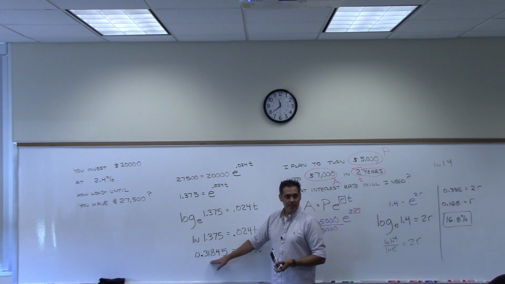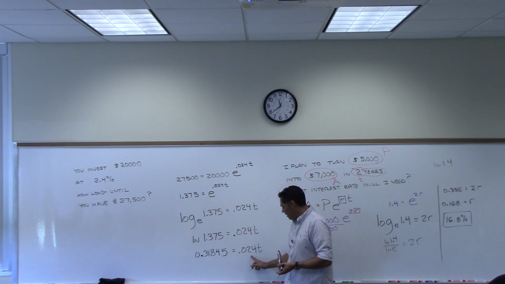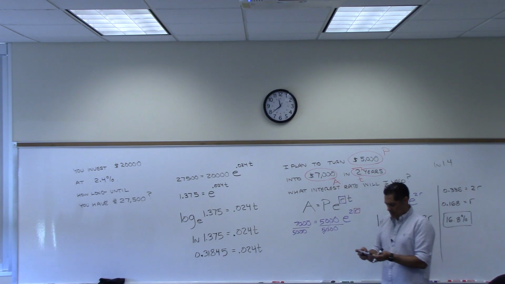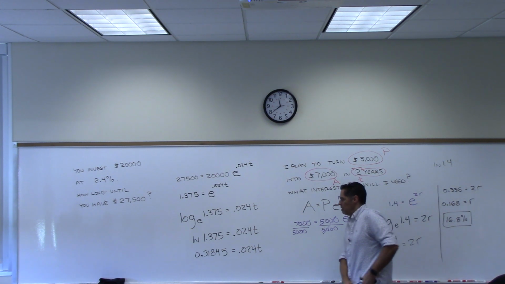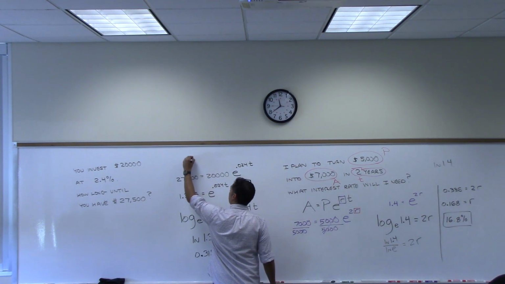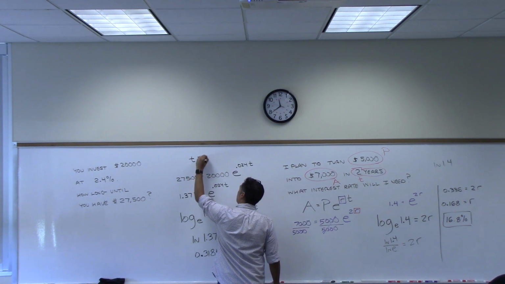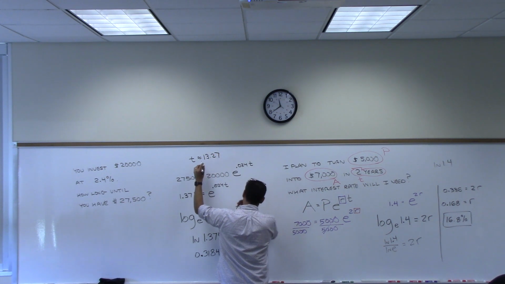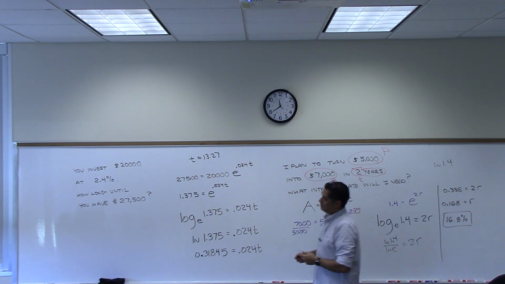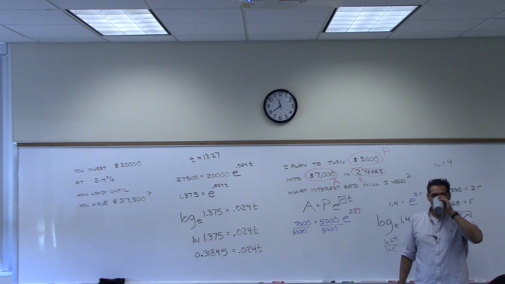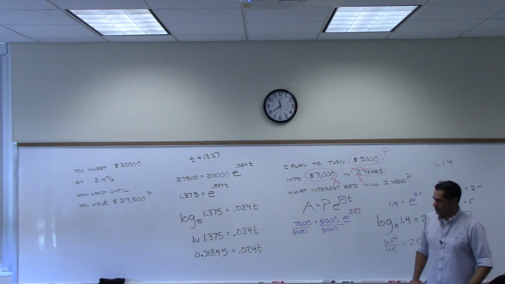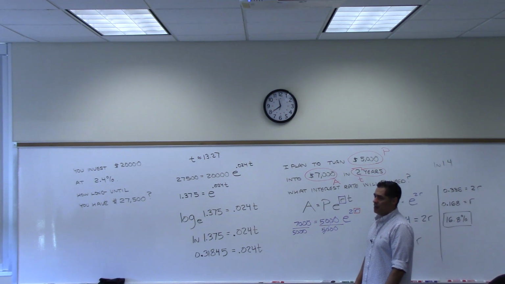Everyone got that? Yes. And then divide both sides by this, by that. So divide that by 0.024. 13.27-ish. So T is about 13.27 and some change. So about 13 years at that interest rate. All right. You feel like y'all understand?